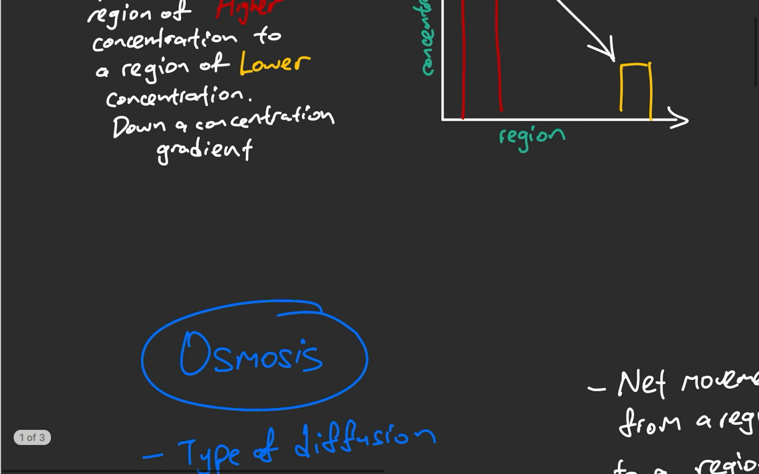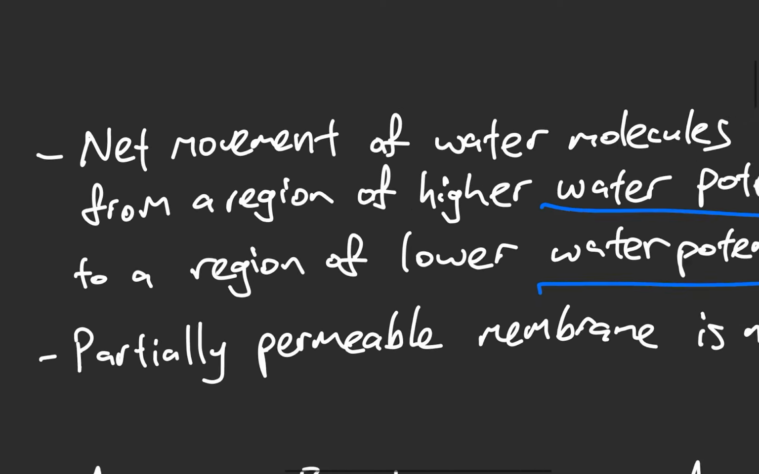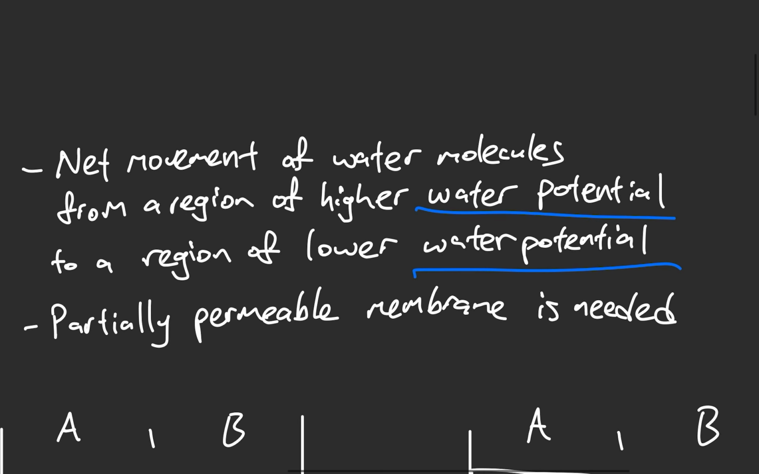So today we're going to talk about osmosis. Osmosis is technically just a different type of diffusion. It's a subtype of diffusion, yeah. And this type of diffusion regards only water molecules. So osmosis is basically just the net movement of water molecules from a region of higher water potential, we don't say concentration, to a region of lower water potential. It requires a partially permeable membrane to occur.